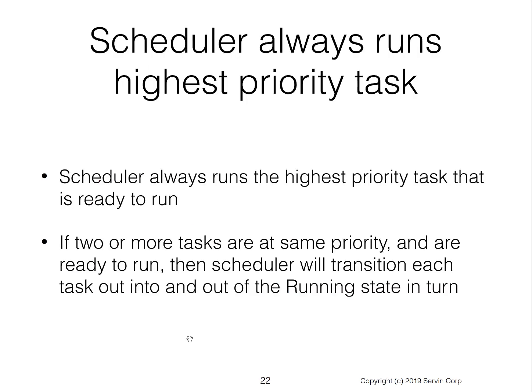Importantly, the scheduler always runs the highest priority task. So it's always picking the highest priority task. If two or more tasks are at the same priority and they're both ready to run, then the scheduler is always going to run the one that's in the higher priority. And basically the way it transitions from one to the other, it'll take one task out of the running state and put the other one into the running state.